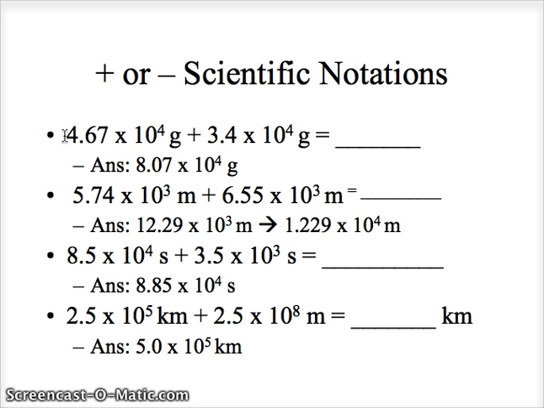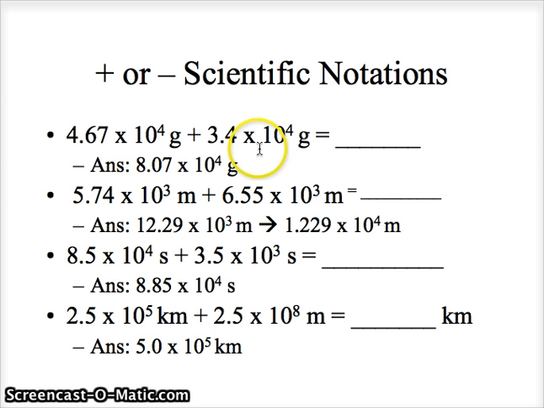So the first bullet point, 4.67 times 10 to the 4th grams plus 3.4 times 10 to the 4th grams. You make sure that the exponents are the same, and you got to make sure that units are the same. If the units are not the same, you have to change the units first. After units are the same, moving the decimal or changing the exponents, just like what we did last week for the metrics quiz, do that first, and then look at the exponents. Make sure the exponents are the same. Once you change the exponents to be the same, then you're able to do the math.